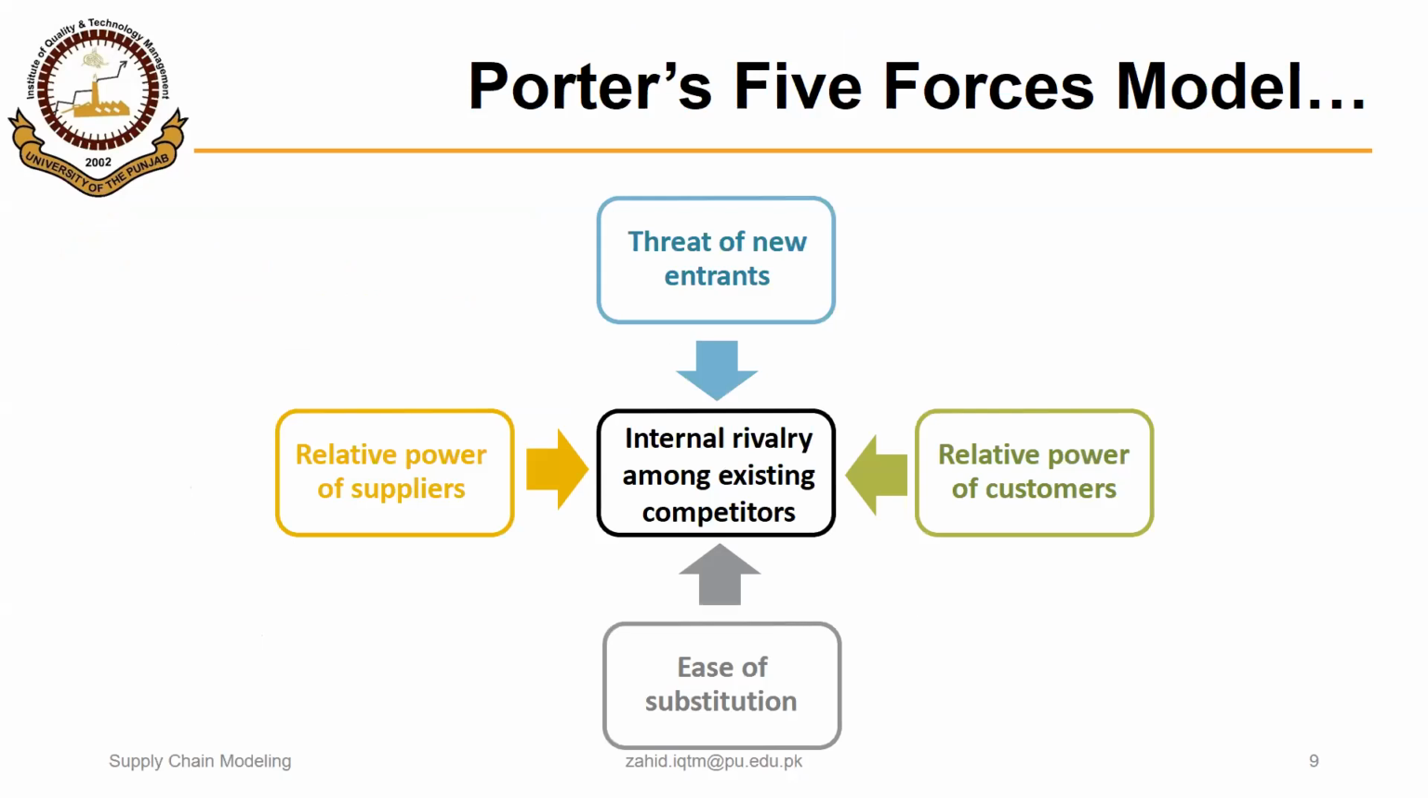So there are 5 elements of the external environment that are discussed in Porter's 5 forces model. First is rivalry among existing competitors. Second is threat of new entrants. The third is ease of substitution. Fourth is relative power of suppliers. And fifth is relative power of customers.